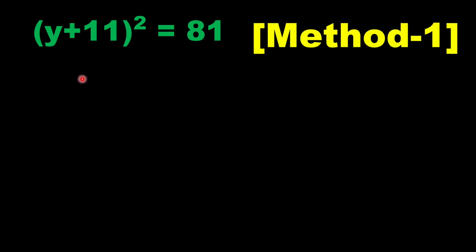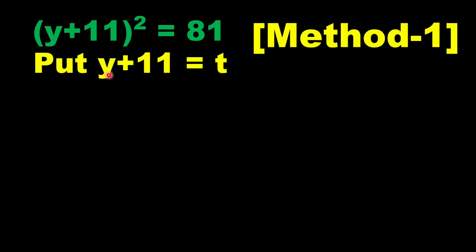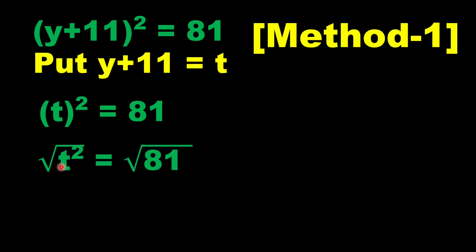So method 1, that is the substitution method. We will put y + 11 = t. So we will put t over here. This will become t² = 81, and now we will take the square root on both sides. After taking the square root on both sides, this square will cancel this square root, and the square root of 81 is ±9. So t is ±9, that means t is 9 and t is −9.